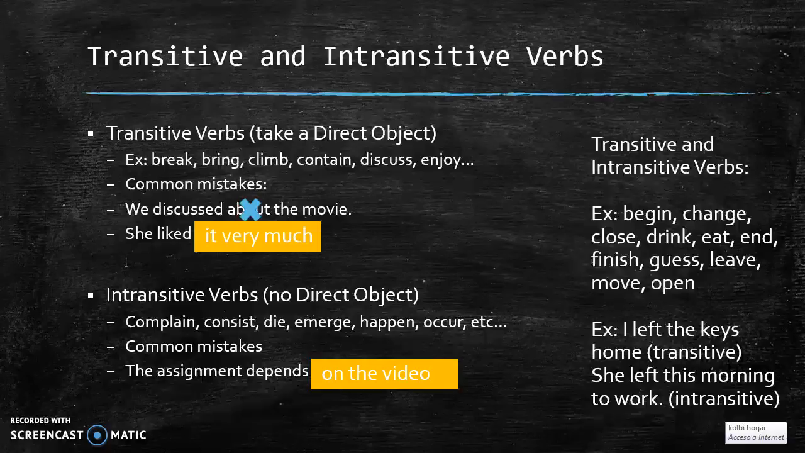Another example, you see it there. I left the keys home. What did you leave? The keys, direct object, transitive verb. She left this morning to work. That's intransitive because we don't know what she left, right?